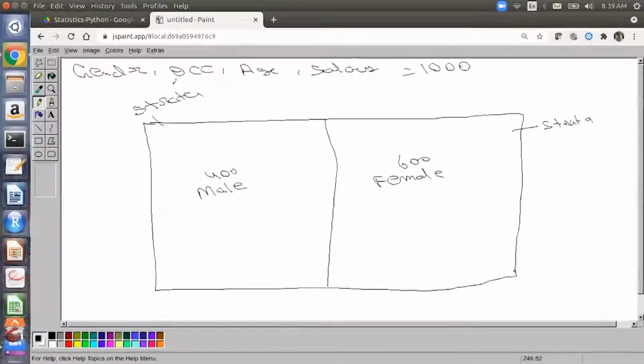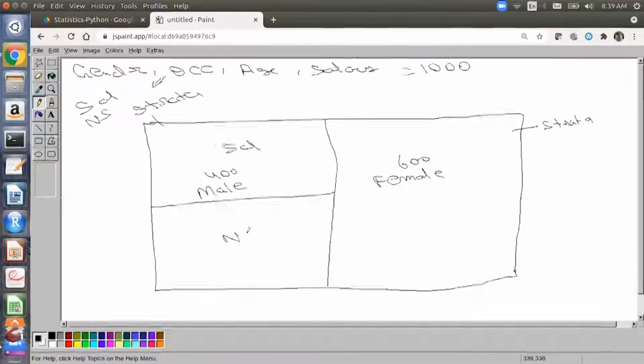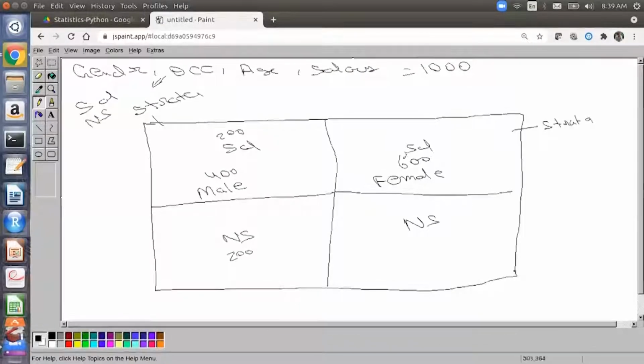Now occupation. Suppose in the occupation variable you have these occupations available, salaried and non-salaried. Now further subdivision will happen. These are salaried and these are non-salaried. Similarly, these are salaried and these are non-salaried. Suppose out of 400, 200 are salaried and 200 are non-salaried. Here 300 are salaried, 300 are non-salaried. How many strata do I have now? 4 strata.